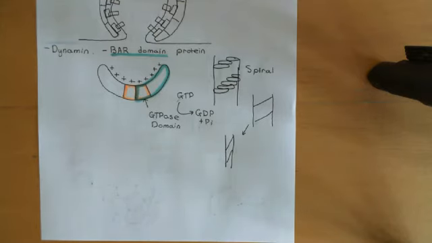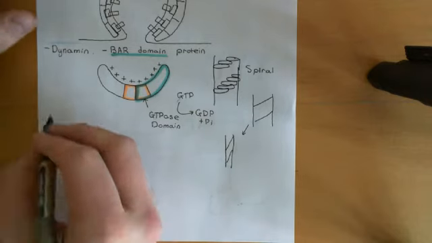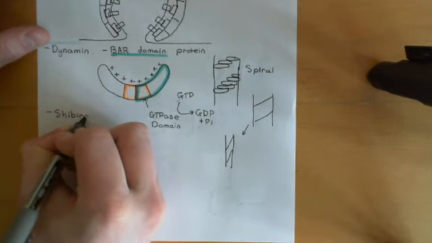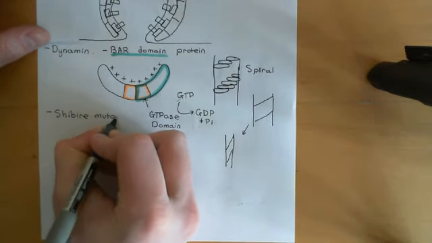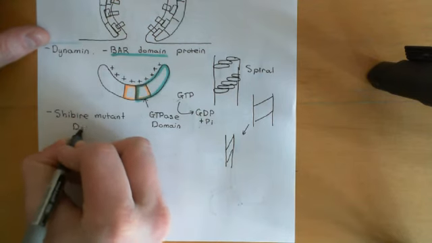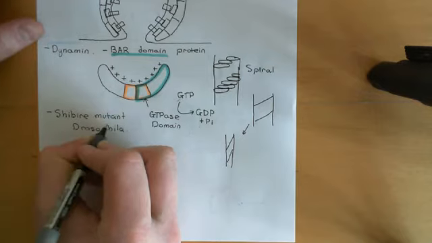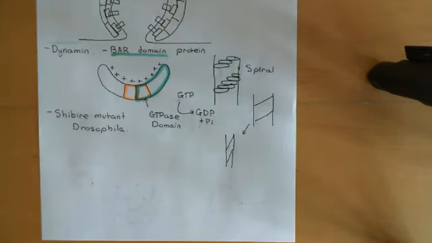Now, importantly, there is an example of a fly where dynamin has been knocked out, and this is what's known as the Shibire mutant, so Shibire mutant Drosophila. Drosophila is a species of fruit fly that is often used for genetic experiments. If you knock out dynamin proteins in Drosophila, it produces the Shibire mutant Drosophila. And these Shibire mutant Drosophila are completely paralyzed very, very quickly.